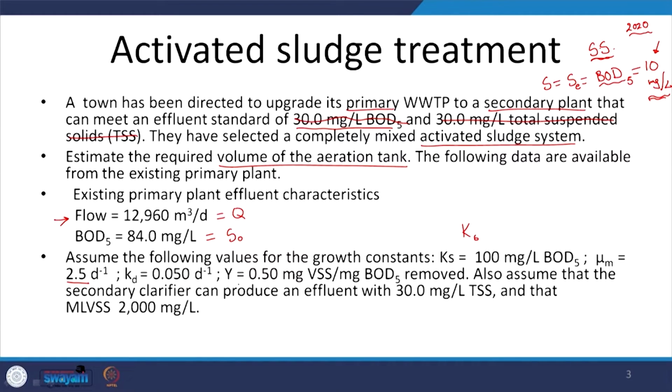K decay is there, and the yield coefficient is there, in milligrams of volatile suspended solids, which gives us an idea about the microbes per milligram of BOD5 which is consumed. That is the yield: the mass of the microorganisms being produced per mass of the organic matter being consumed by the microbes. Assume that the secondary clarifier can produce an effluent with, this we will not consider for now, and that the MLVSS, mixed liquor volatile suspended solids, is 2000 milligram per liter.